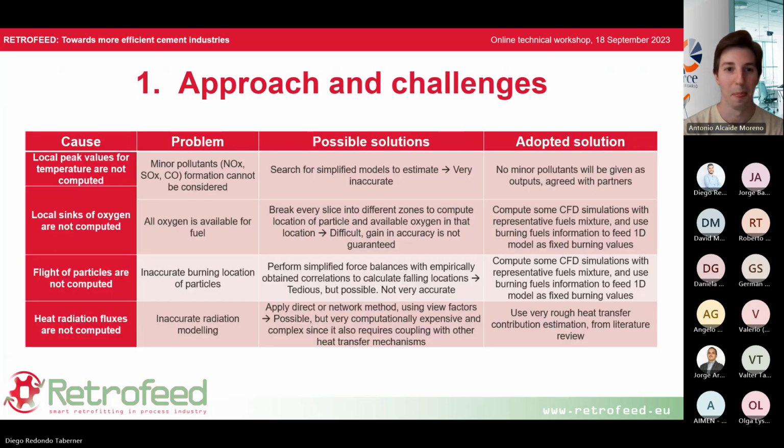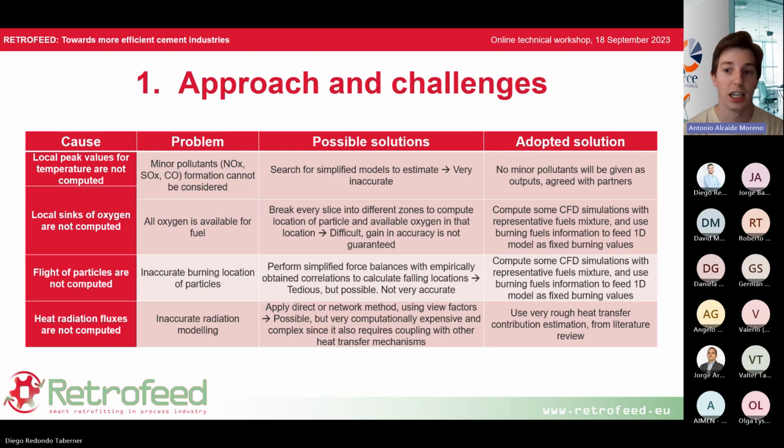Next slide, please. Okay, the challenges for these developments were different. Here is a brief description of the main of them. Given the one-dimensional nature of the final digital twin model, the local peak values for the temperature are not computed. Also, the local sinks of oxygen are also not computed. These make a problem to arise, which is the minor pollutants formation, which cannot be considered. Therefore, our 1D model does not provide this information to the final user.